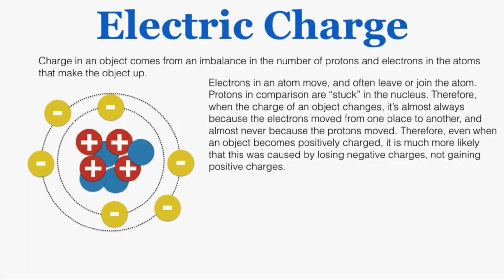This leads to a very important observation. Electrons in an atom can move and often leave or join the atom. They're in the outer shell and they can leave the atom pretty easily and move to other atoms. Protons, in comparison, are stuck in the nucleus. And therefore, when the charge of an object changes, it's almost always because the electrons moved from one place to another, and almost never because the protons moved. So even when an object becomes positively charged, it is much more likely that this was caused by losing negative charges and not by gaining positive charges.